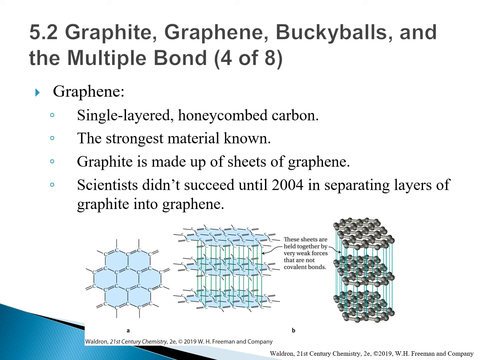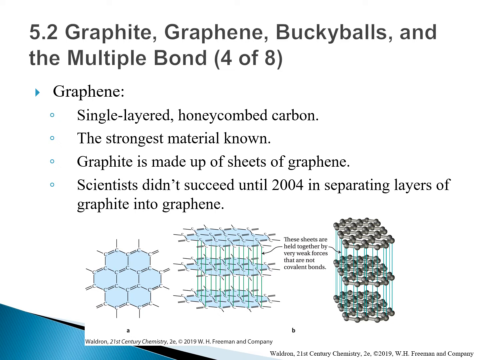Graphene is a single atomic layered honeycombed carbon shown in picture A below. It is another allotrope of carbon. It is the strongest material known. When multiple layers of graphene are stacked together, graphite is formed.